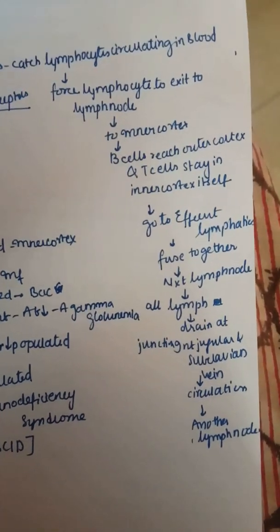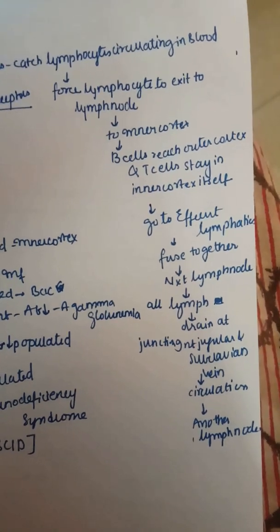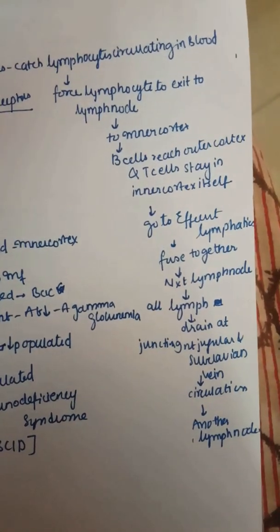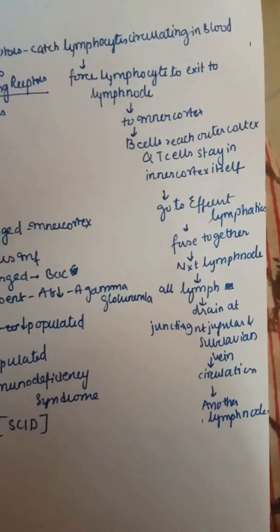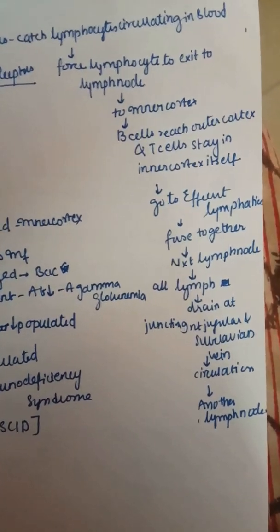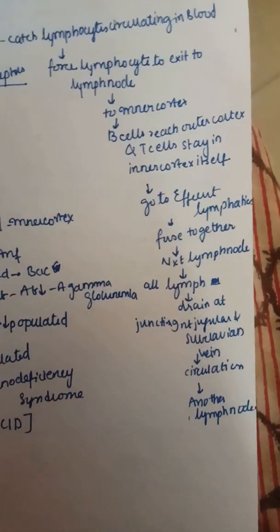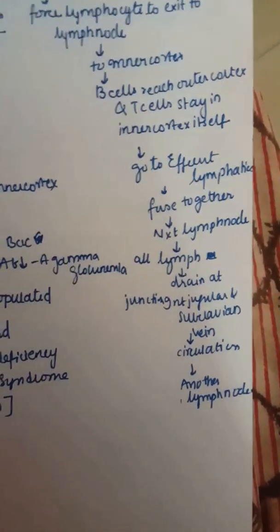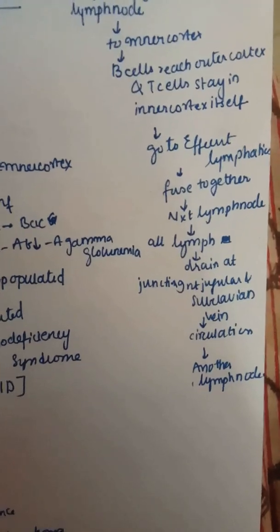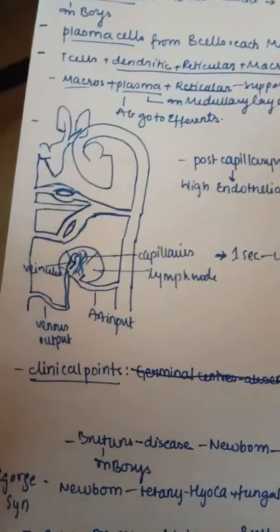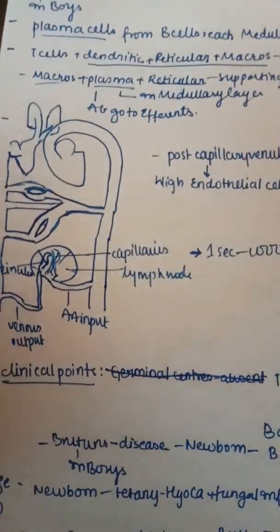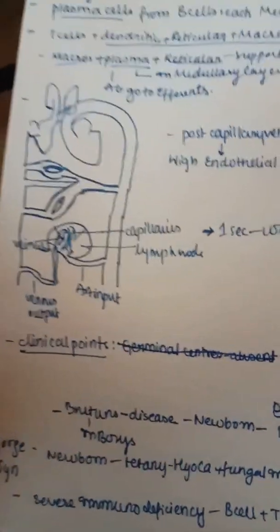They go to the efferent lymphatics later, fuse together and reach the next lymph node. So all lymphatics drain at the junction, that is the internal jugular and subclavian vein, and from there they reach the circulation and again reach another lymph node. So this is a cycle which is going on for the lymphocytes. For every 1 second there are 1000 antibodies produced by a plasma cell. If you remember, plasma cells are present in the medullary region of a lymph node.